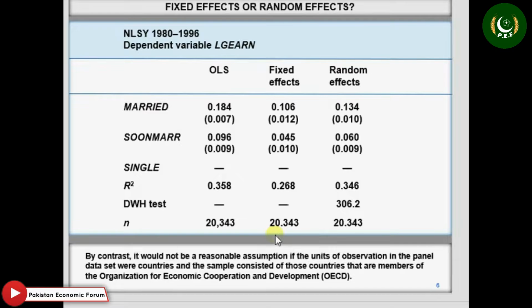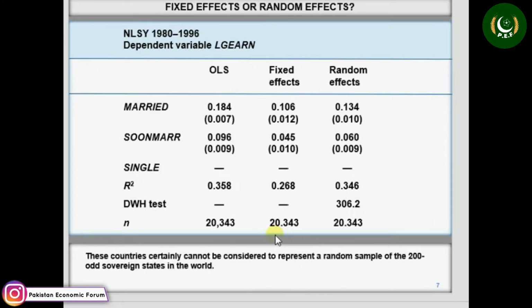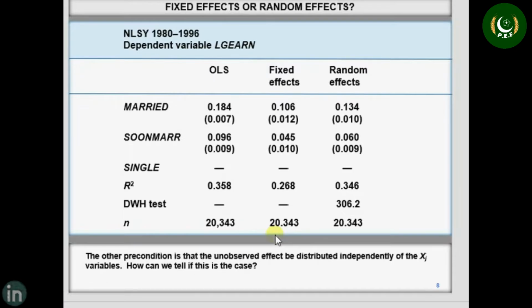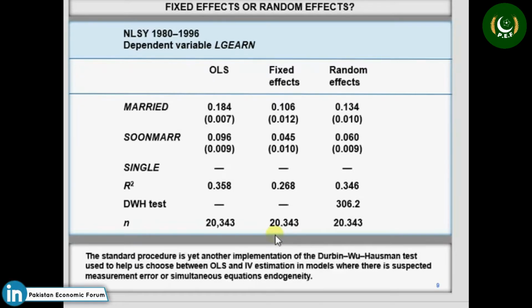Similarly, we have discussed the fixed effect model for 48 US states data. Those 48 US states are not a random draw. So in such cases, random effect models cannot be used. So how do we test the second condition, whether alpha_i and x_it are independent of each other? There is a test known as the Hausman test, or the Durbin-Wu-Hausman test.